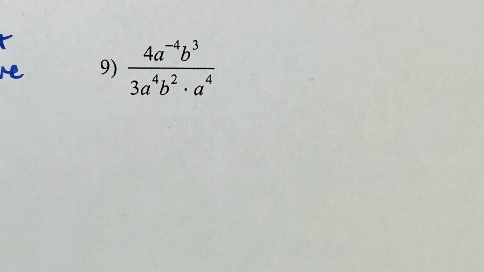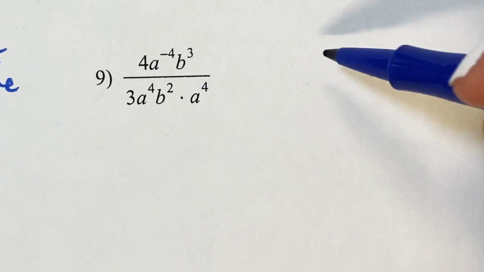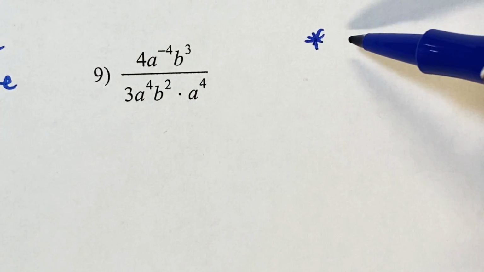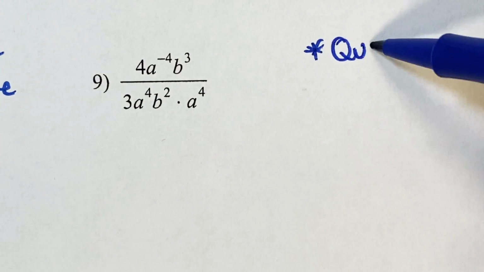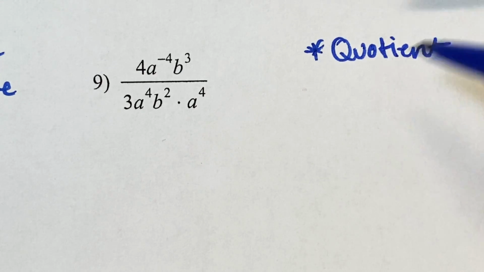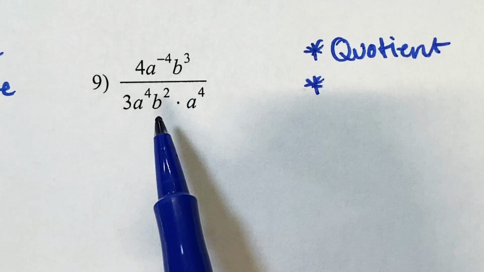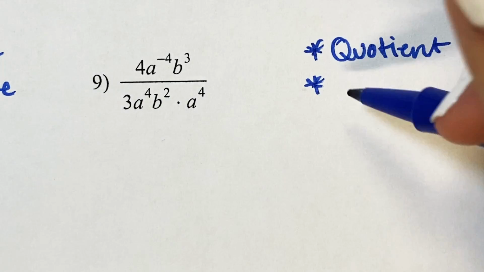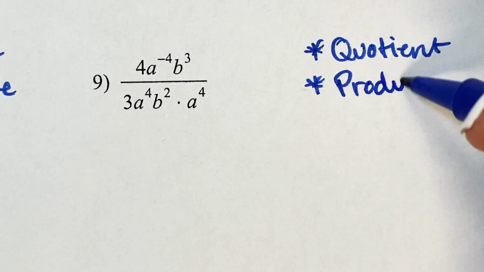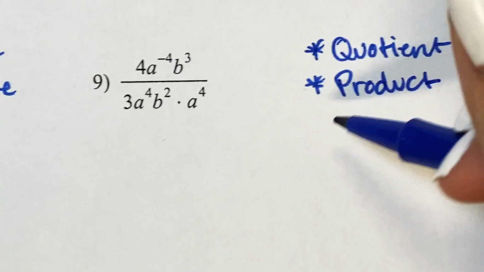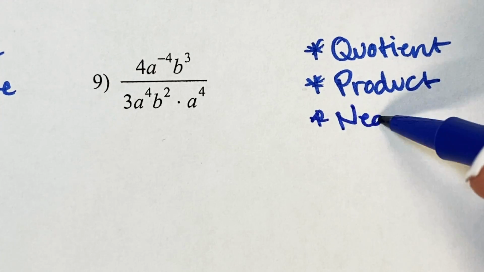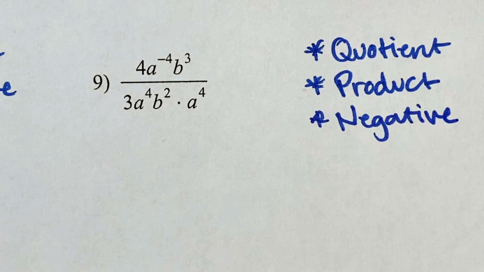Okay, let's do number 9. So I see a few exponent rules here that we're going to have to do. Again, I see a fraction bar, which tells us we might have to use quotient rule. Okay, I see a couple a's on bottom, which I'll probably have to combine, which is product rule. And then I see a negative exponent, which is obviously negative rule.